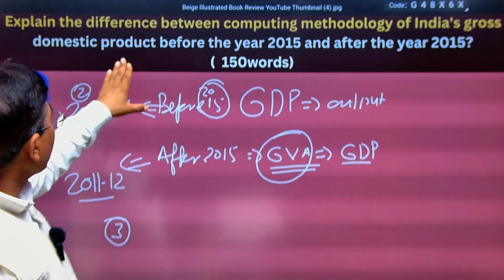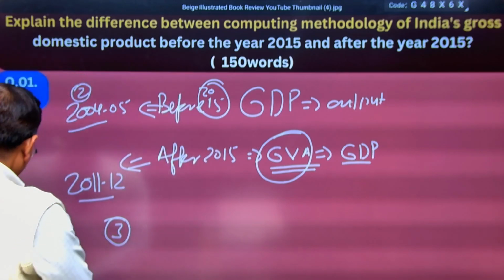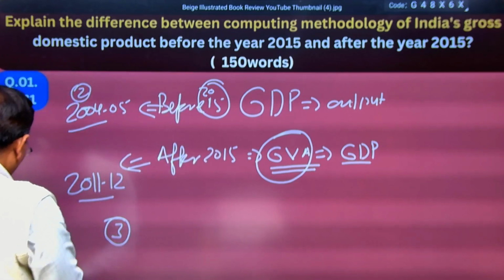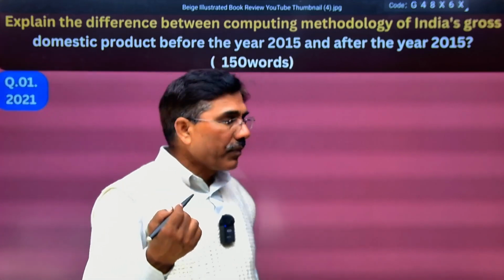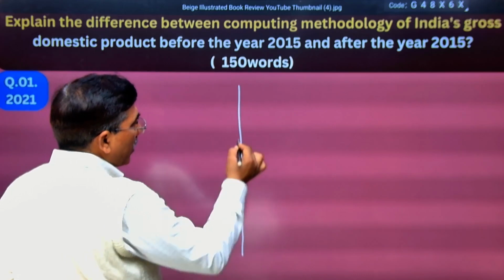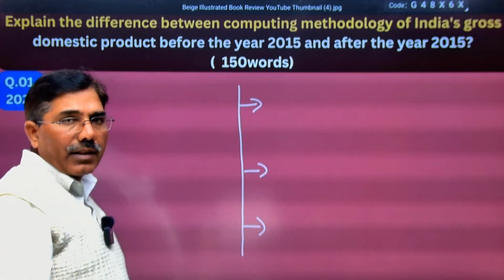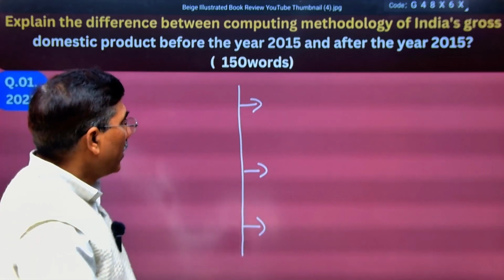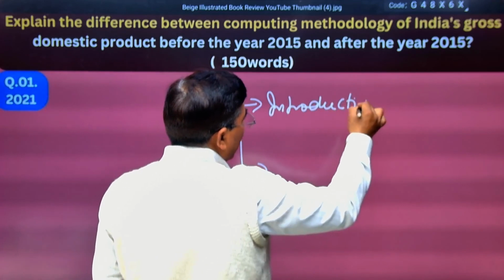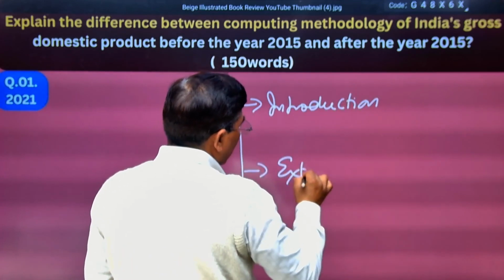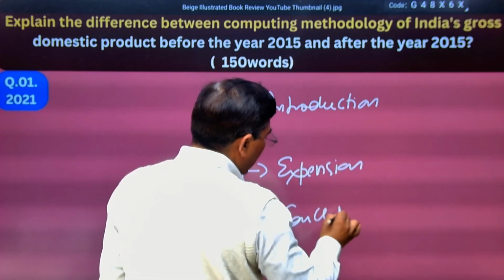Now the concept is very clear to you. What are the major differences? Now let us come to the issue of how you can write a good answer on the basis of this content. First you go through the structure. For every question, prior to writing, students, make the structure: introduction, expansion, and then conclusion.